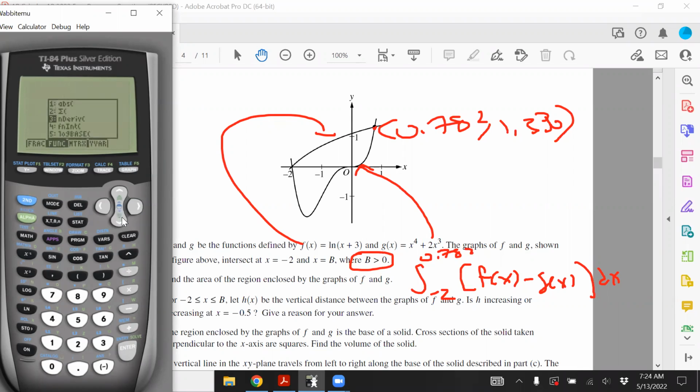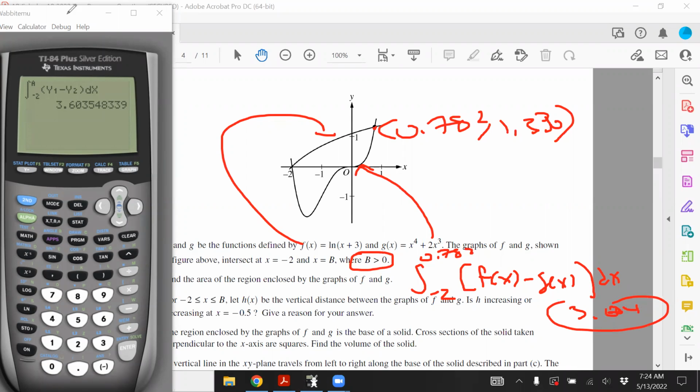So go alpha window, fnInt. Obviously doing -2. The top is going to be alpha a, so it's accurate. Doing alpha trace y1 minus alpha trace y2 dx, and let the calculator do its magic, and there you go. So easy points, 3.604. So that's that one, and there are no units here, so don't worry about that.